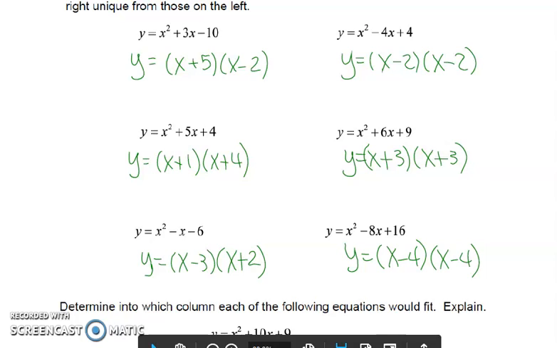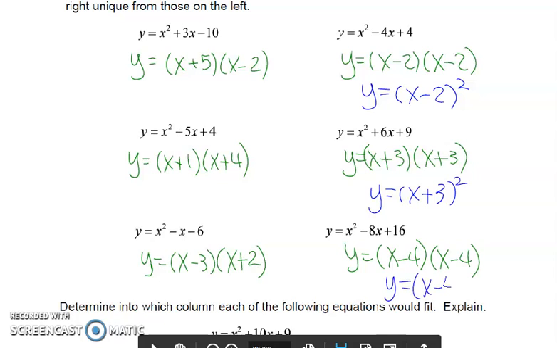So we look at the equations. What appears to be unique about the equations on the right in comparison to the ones on the left? I'd like you to think about it. Maybe in the left margin, write down your thoughts. So hopefully you decided that what's unique about the equations on the right is that both factors are the same factor. And so because of that, we could actually simplify each of these one step further by rewriting them with an exponent of 2.